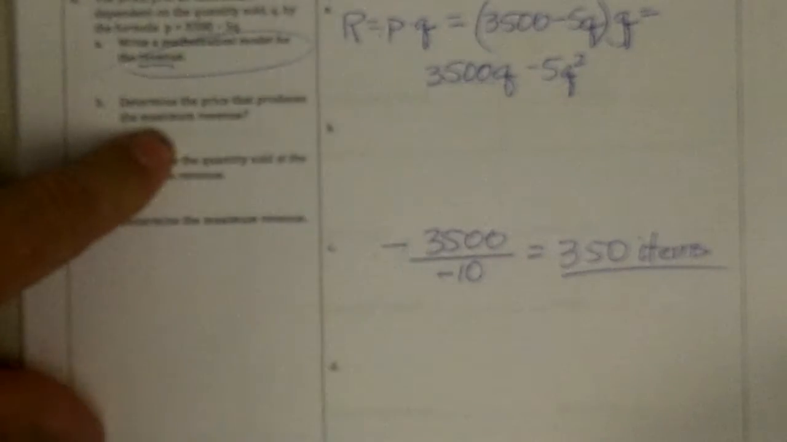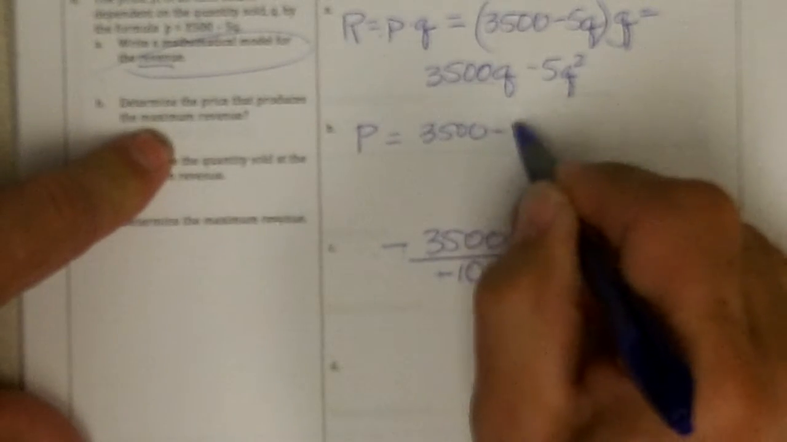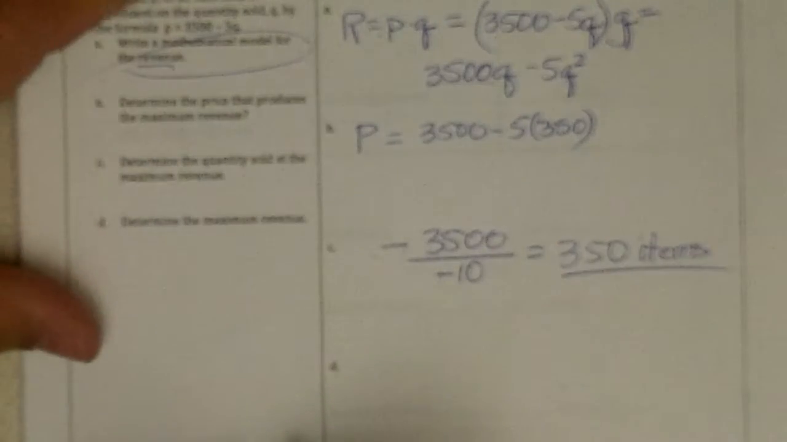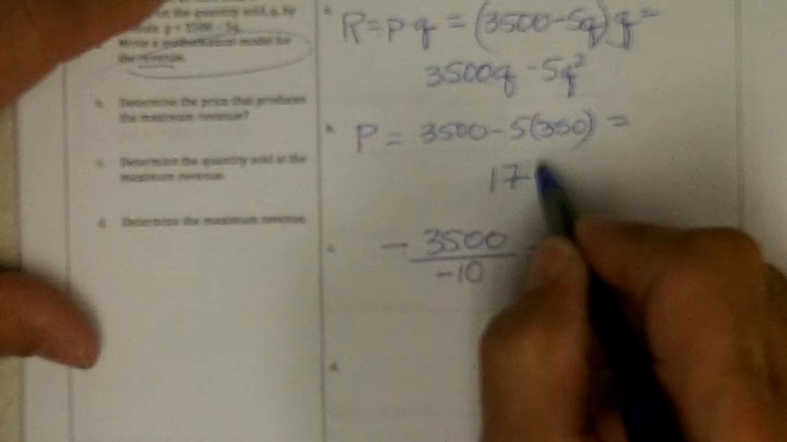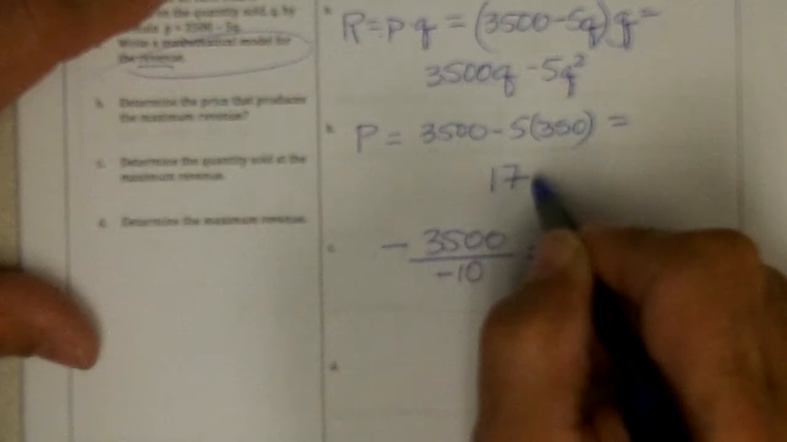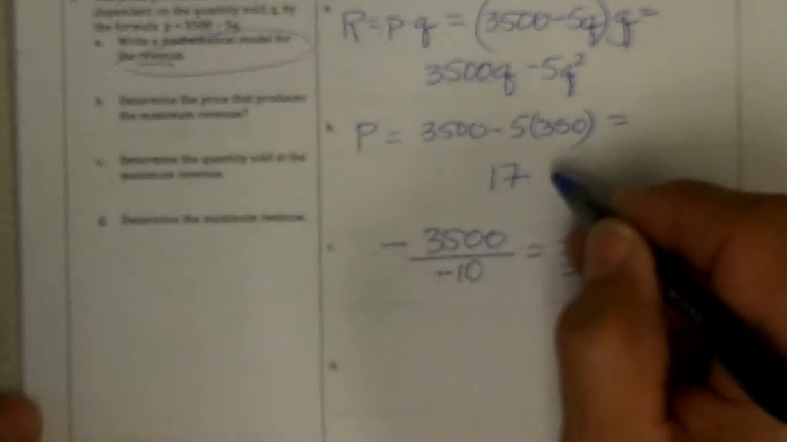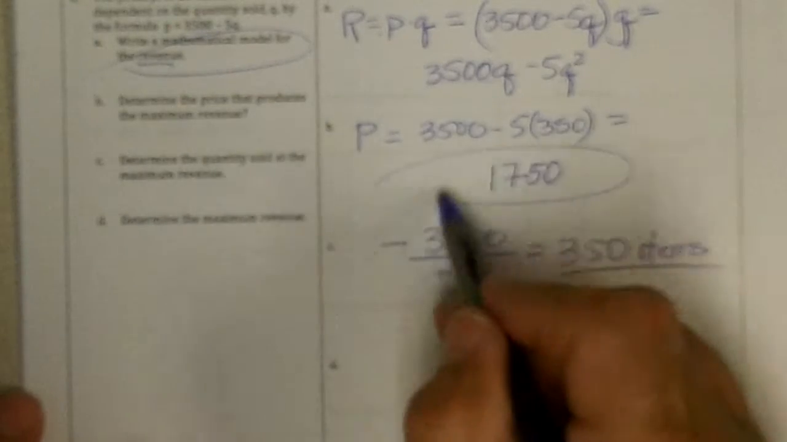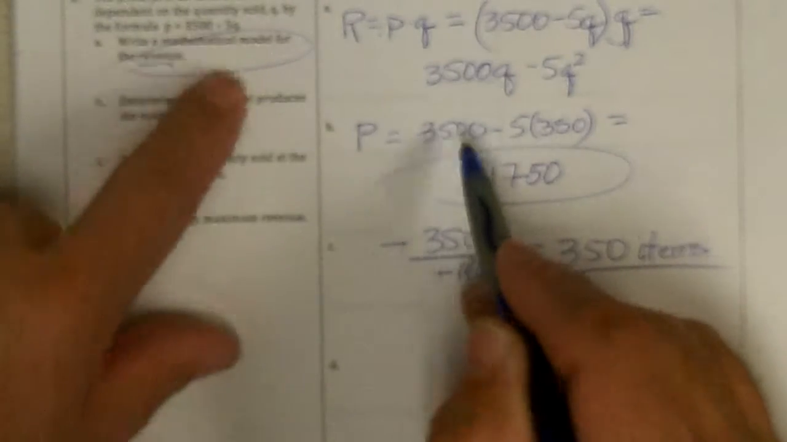If I want to know, as in B, the price, I would go back to the price, which is found by taking 3,500 minus 5 times the quantity, which we just figured out was 350. So this turns out to be 1,725, I believe. Let me look at my note too. 1,750. So that would be the price, because P is equal to 3,500 minus 5Q.